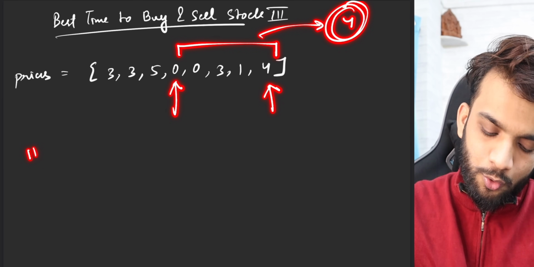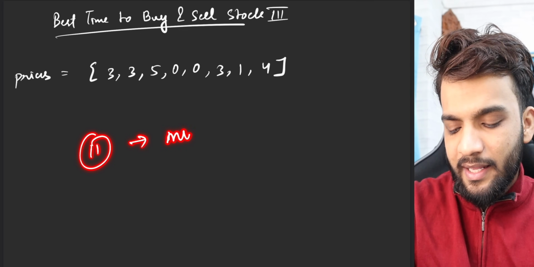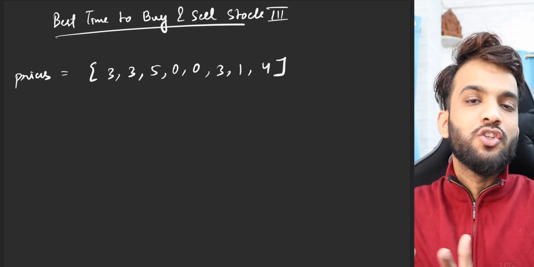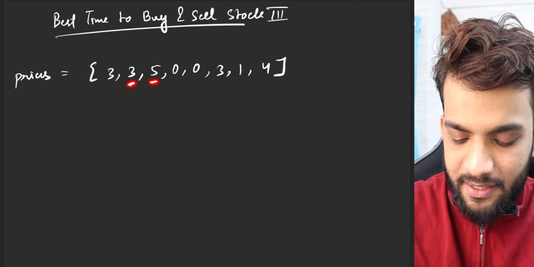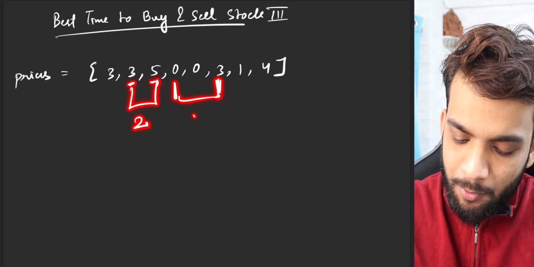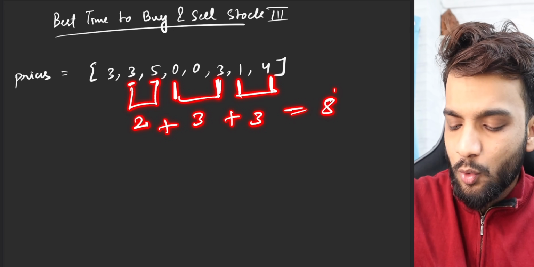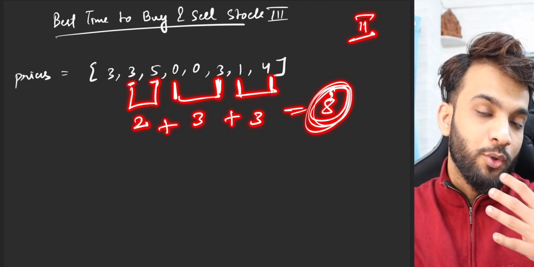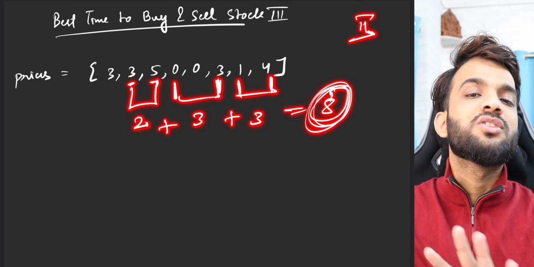And what was part 2? Part 2 said that you can do as many, like infinite, transactions. But just make sure you don't engage in multiple transactions together. So you could have said, I will buy here, I'll sell it here. So this is where you could have done 2 profit, buy here, sell here. 3 profit, buy here, sell here. 3 profit. So you could have made a total of 8 profit if you'd gone by part 2, because in part 2 you can do an unlimited number of transactions. Just make sure none of the 2 transactions are overlapping.